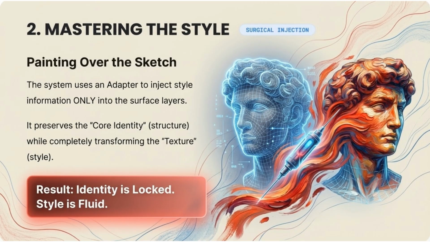The second part, surgical style injection. Here's where it gets clever. What happens if you inject style information into every layer of the model? The subject's identity gets contaminated, so Google injects style only into the surface layers. The CLIP encoder extracts a style vector from the target image, and the IP adapter surgically injects it into only the later layers of the diffusion model. The result? Identity is locked. Style is fluid. The core structure stays intact, while the texture transforms completely. Imagine Van Gogh painting you.